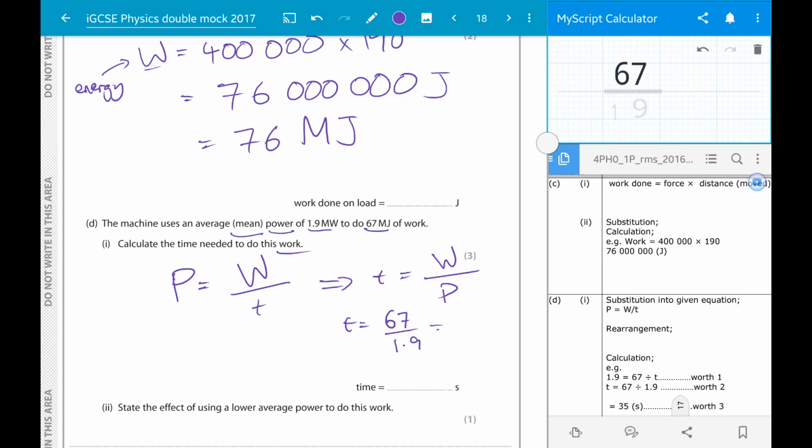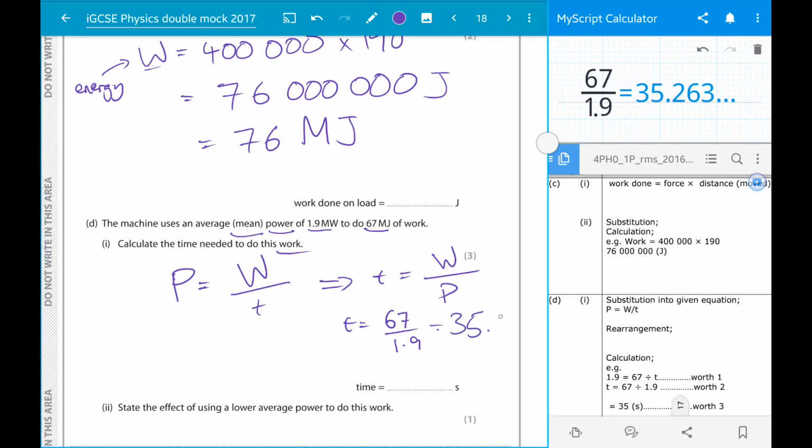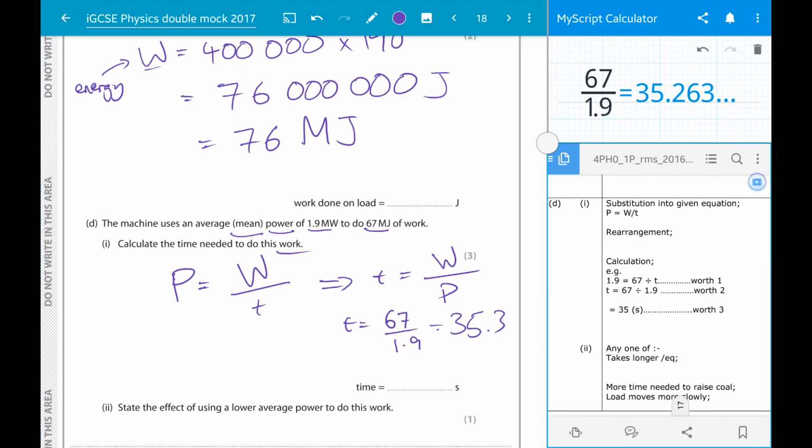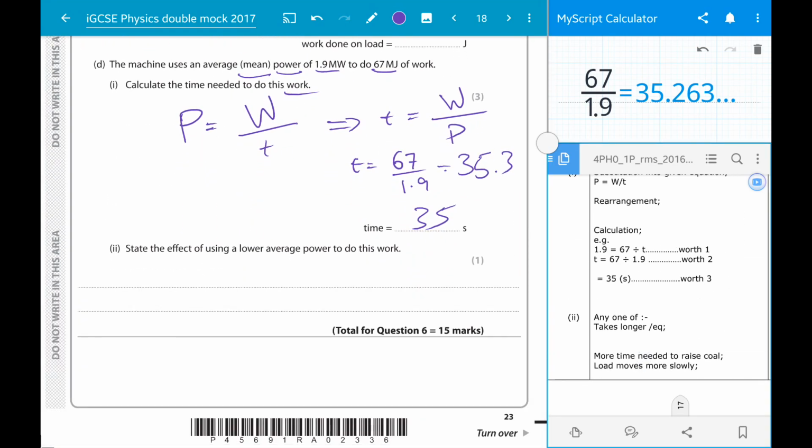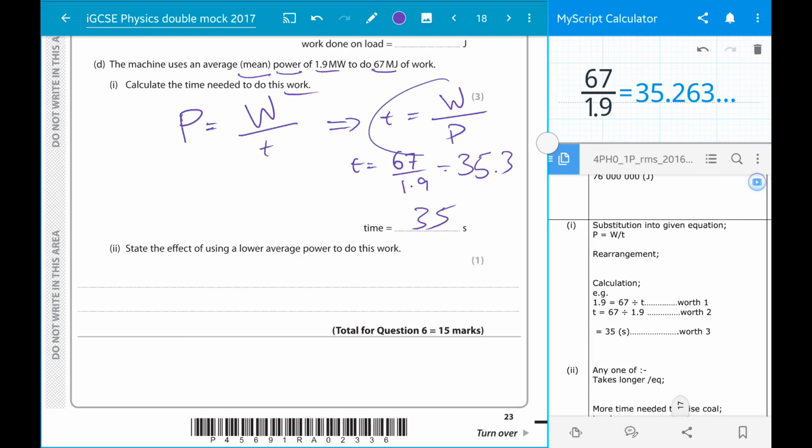And you get an answer of, this calculator is not as good as I thought it was. Okay, let's try this again. 67 divided by 1.9 equals 35.3 seconds roughly. And the mark scheme says 35 is worth 3 marks. The middle marks are for rearrangement of the equation and for substitution, and the last mark is for the actual correct answer.